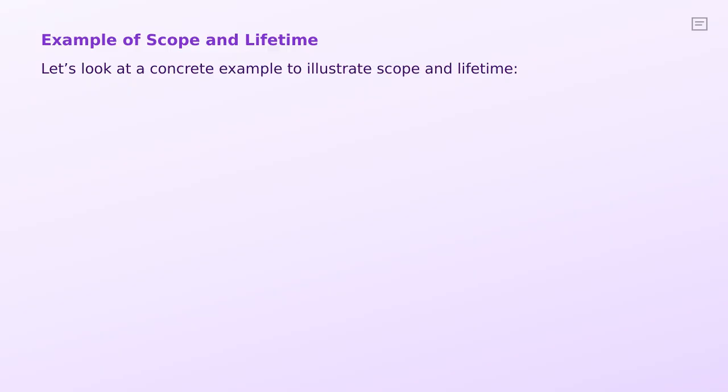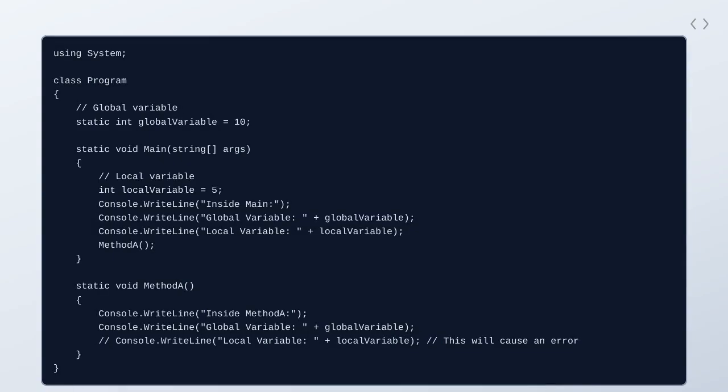Let's move on to an example of scope and lifetime. Let's look at a concrete example to illustrate scope and lifetime. This slide introduces a class definition. Study the structure in the code sample. In this example, we define a global variable outside of any method, making it accessible to all methods within the class. The local variable is defined inside the main method and can only be accessed within that method.